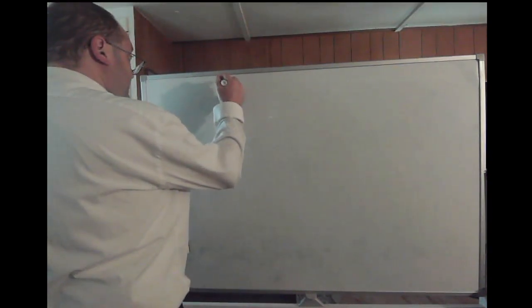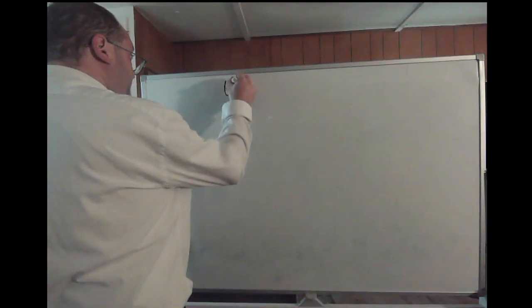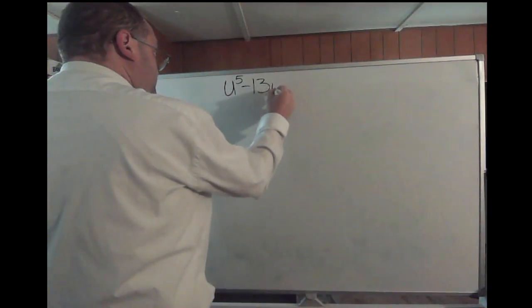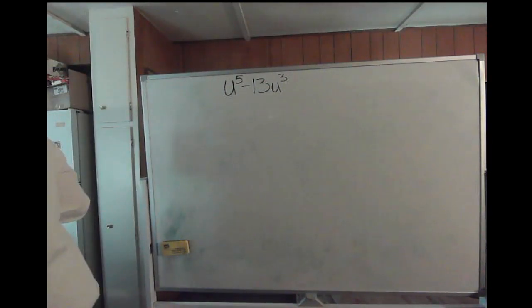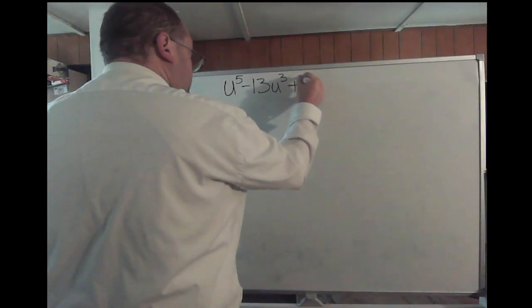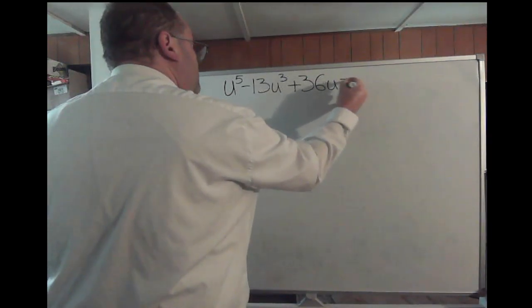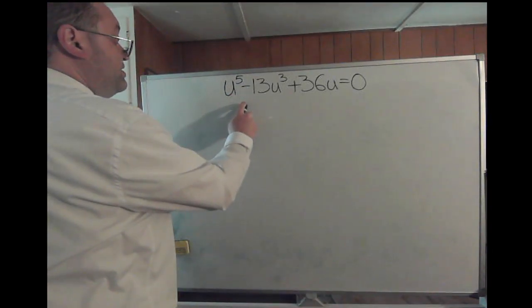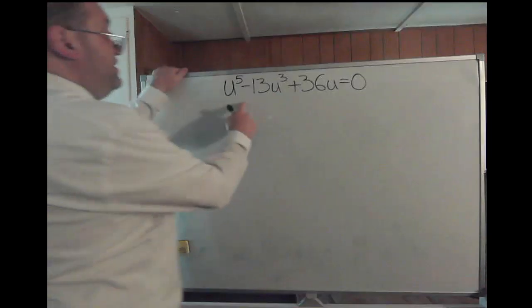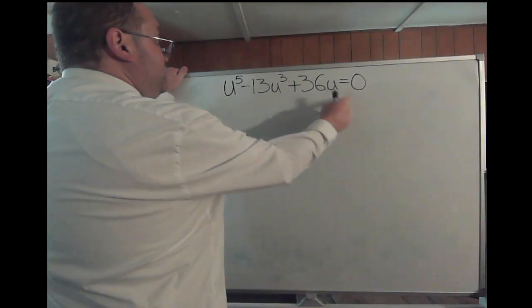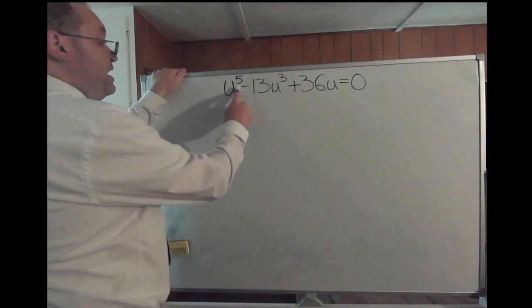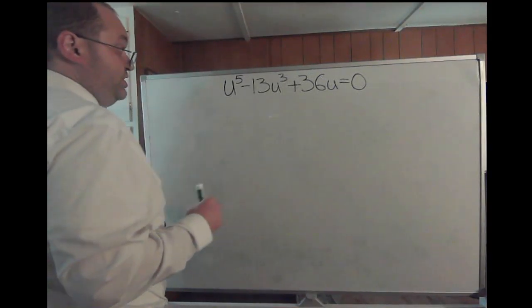Alright, one more. We have u to the fifth minus 13u to the third plus 36u, all that equal to 0. So you get u to the 5th minus 13u to the 3rd plus 36u equal to 0. Having a 5th power tells you there should be 5 solutions.